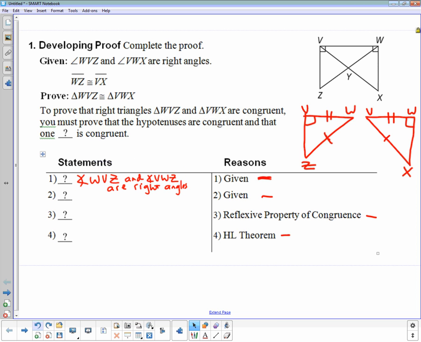What else can I put in there? What's my next line going to be? Okay, so all we're doing is just rewriting the given statements. All right, what about line 3? Supposed to be doing reflexive property. So what goes in there with the reflexive property?